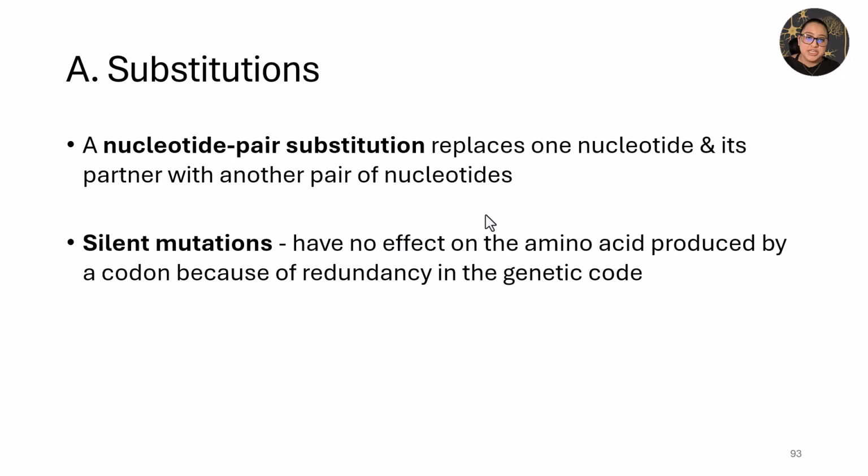Silent mutations have no effect on the amino acid produced by that codon because of the redundancy in the genetic code, and how there can be multiple codons with different nucleotides at the third position that end up coding for the same amino acid. So if there's a nucleotide pair substitution that has no effect on the amino acid that's made, this is called a silent mutation.